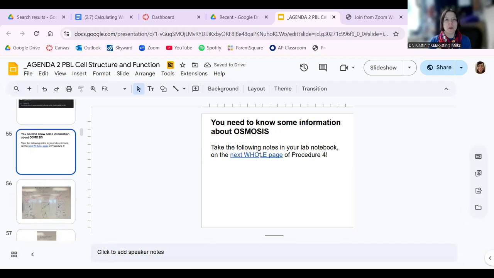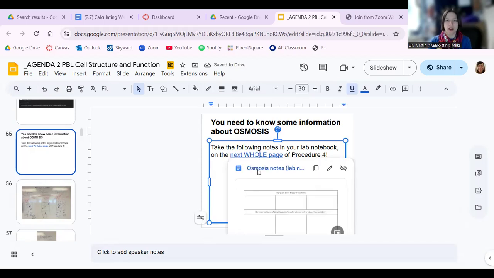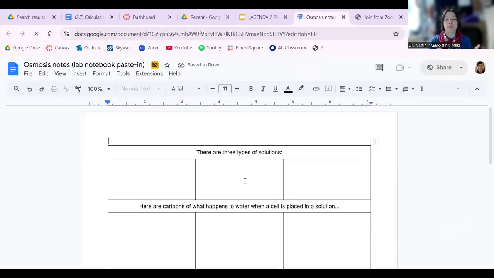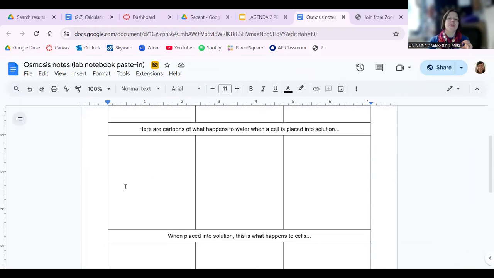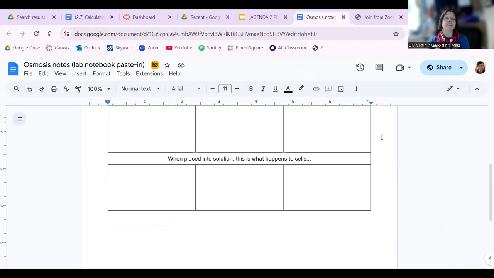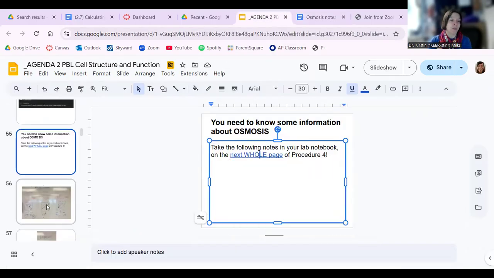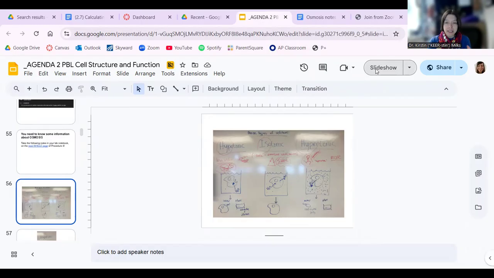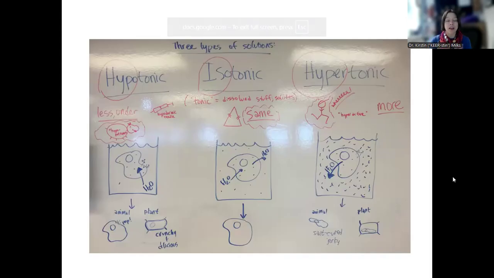So I gave people this big notes sheet where I tell people there are 3 types of solutions. There are cartoons of what happens to water when a cell is placed in a solution. And then this is what happens to cells. You saw one of those experiences just now. So these are the notes I'm going to give you. Don't write anything yet. Let me talk through it, and then I'm going to show you each of the stories.